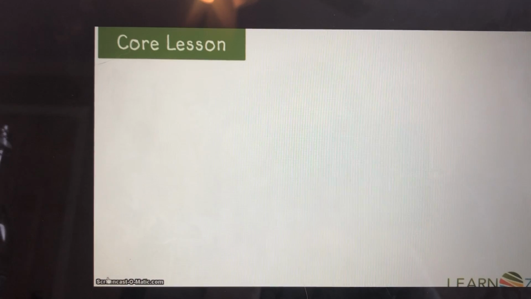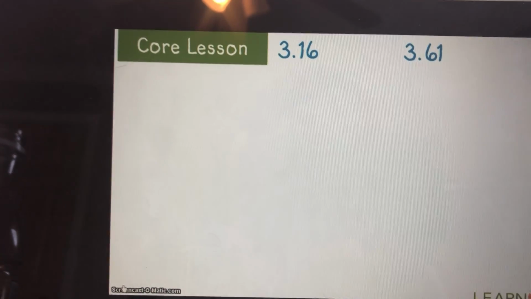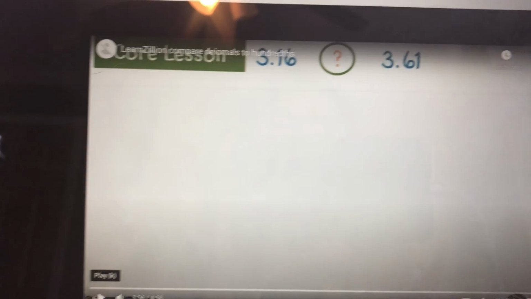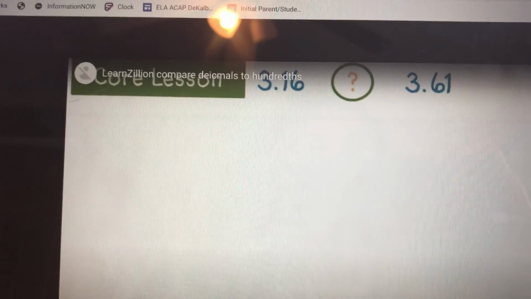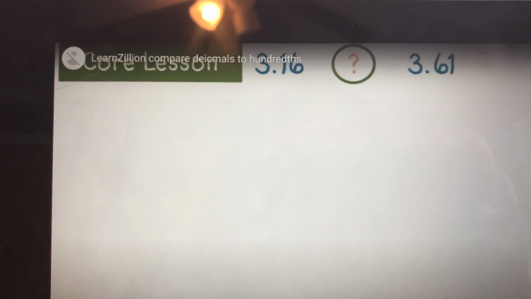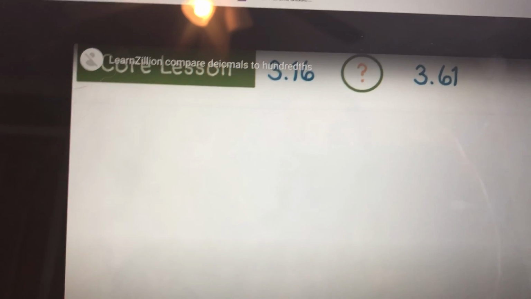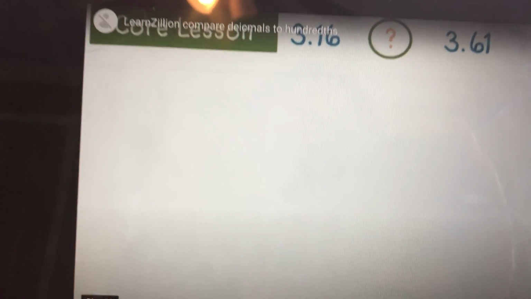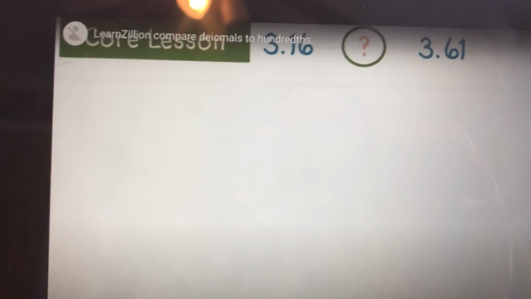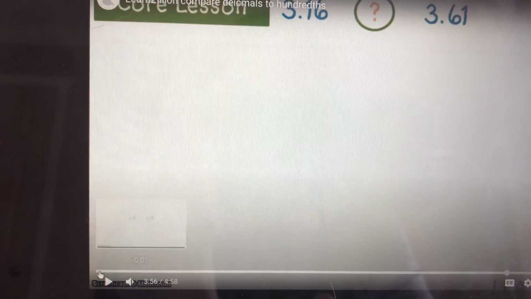Let's look at one more example. Here we're comparing 3 and 16 hundredths to 3 and 61 hundredths. Okay, we don't even have to change anything here because they're both in the hundredths place. So we've got 3 and 16 hundredths and 3 and 61 hundredths. Which one's bigger, 61 or 16? The 61's bigger, so it's going to be bigger.